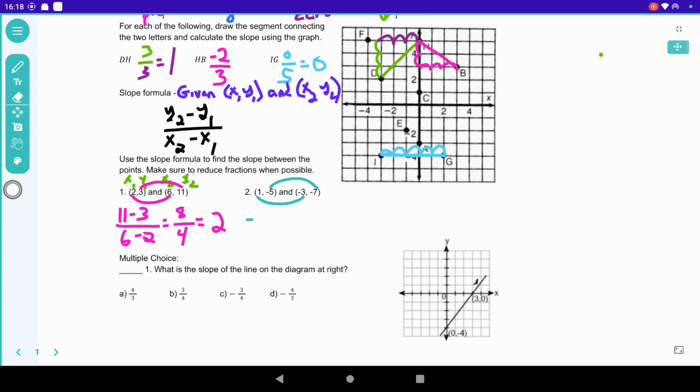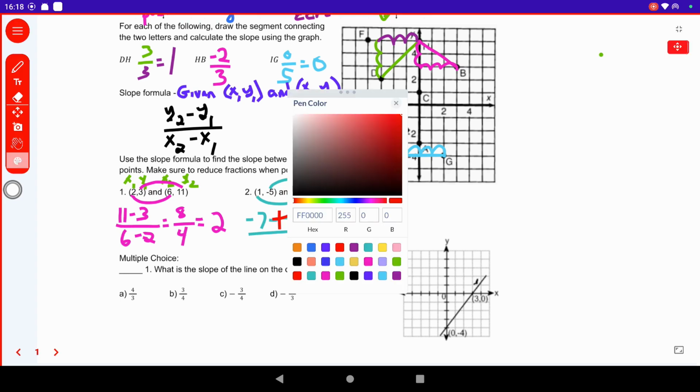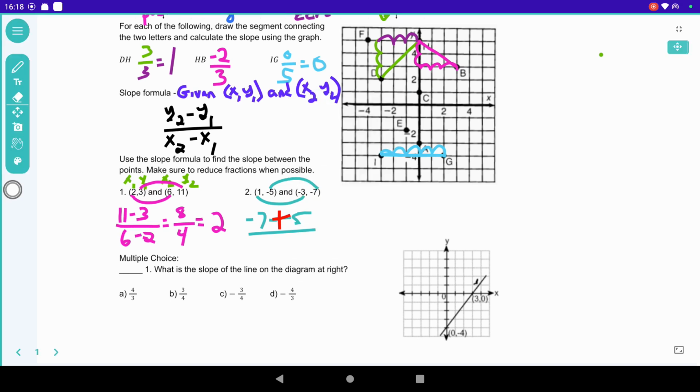So we've got negative 7 minus negative 5. And you may recall then that a double negative becomes a positive. And on the bottom, we've got negative 3 minus 1. Notice it's not a double negative because our two negatives are not directly touching each other. On top, we've got negative 7 plus 5 is negative 2. On the bottom, we've got negative 3 minus 1, negative 4.